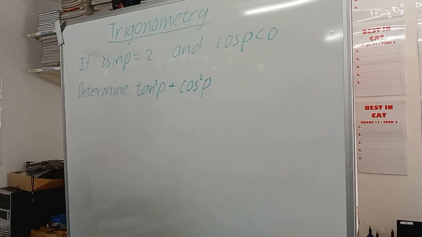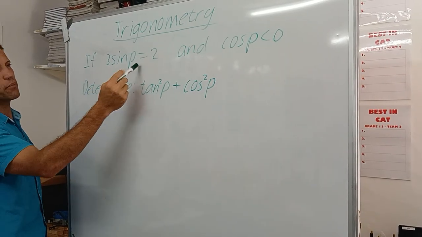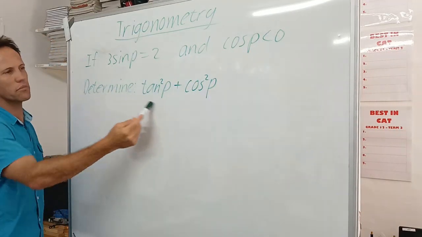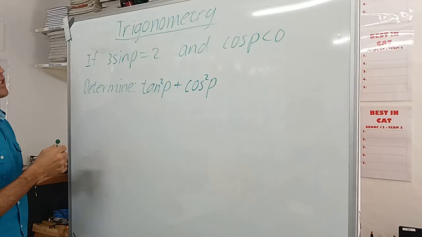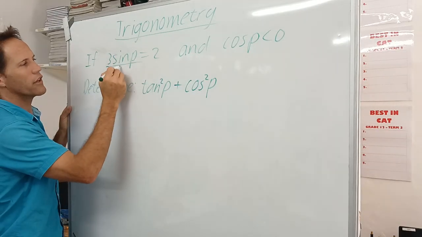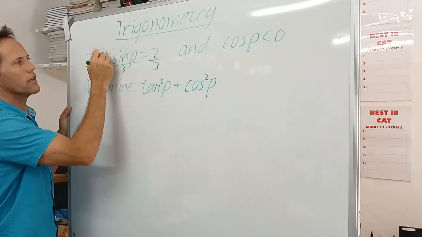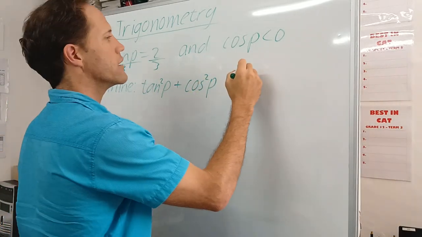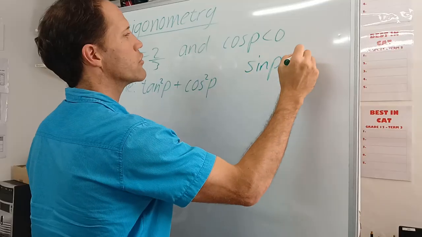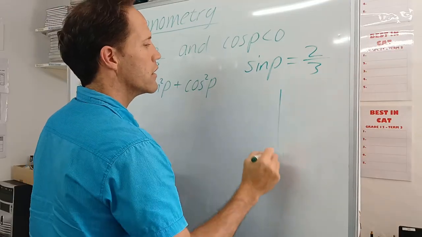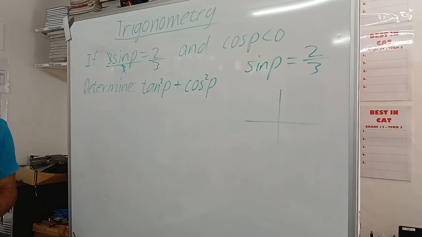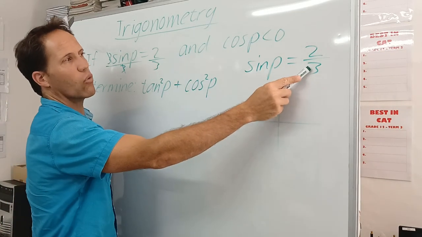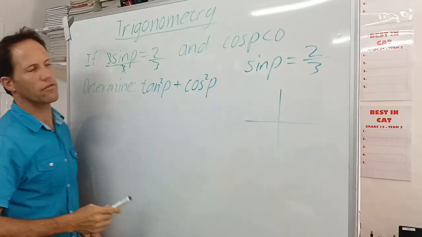Right, so now it says if 3 sine p is equal to 2 and cos p is smaller than 0, we must determine this. Again, the first thing you do is divide by 3 to get the sine p alone, so sine p is 2 over 3. We can write it here, sine p is equal to 2 over 3, and then we go to the Cartesian plane. Then we check where sine is positive while cos is negative.